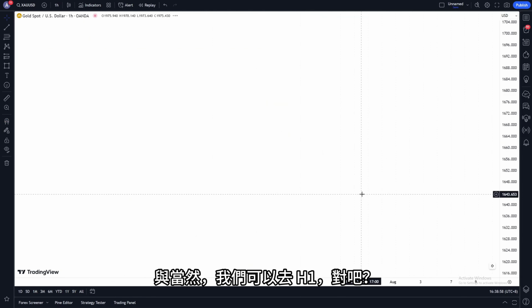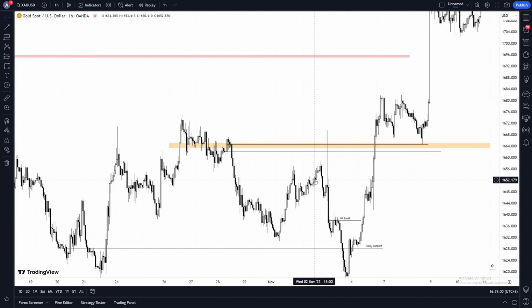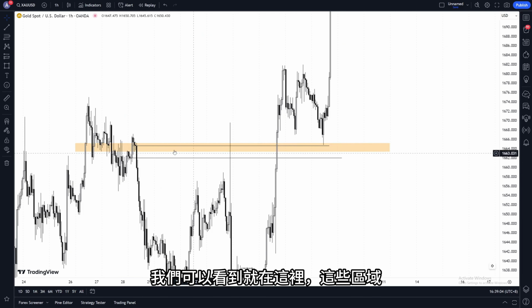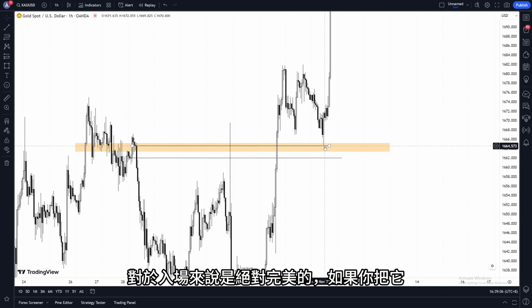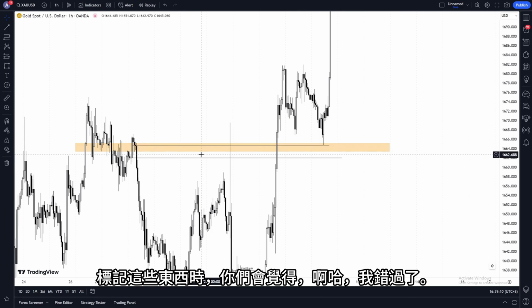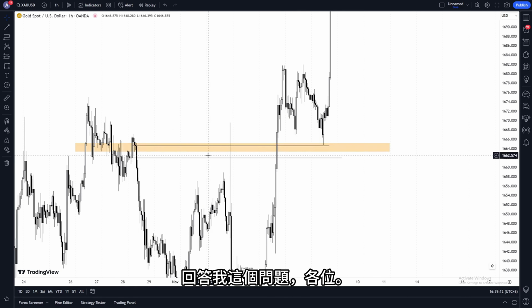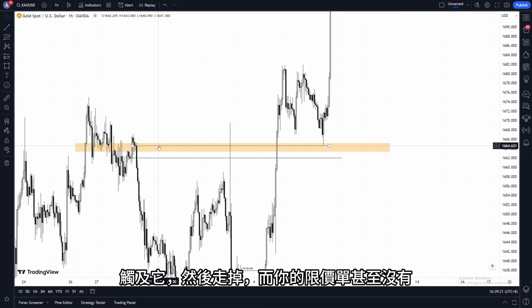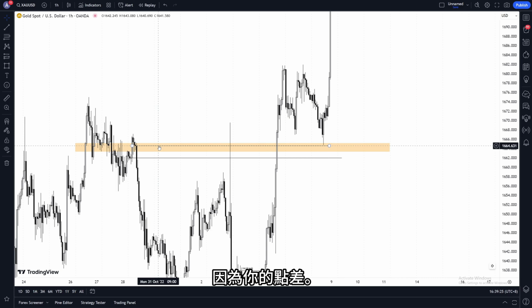And of course, we can go to the H1s, right? And we can see right in here, these areas would have been absolutely perfect for an entry if you had it perfectly right on here. First of all, you have to understand, guys, when I mark these things, answer this question for me: how many times have you set your buy limit to the exact pip of this line, and then price comes, touches it, and goes, and your limit was not even triggered? Why is that? Because of your spread.